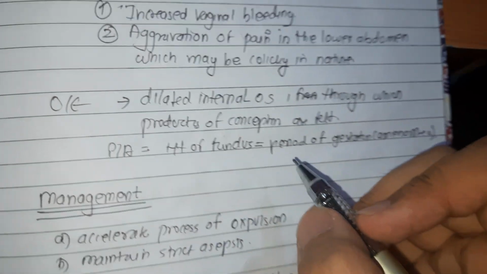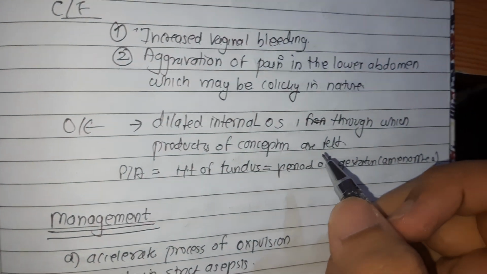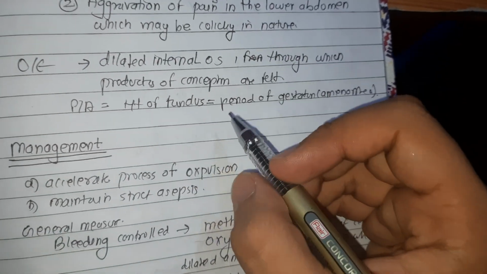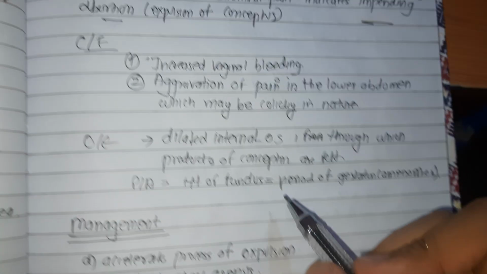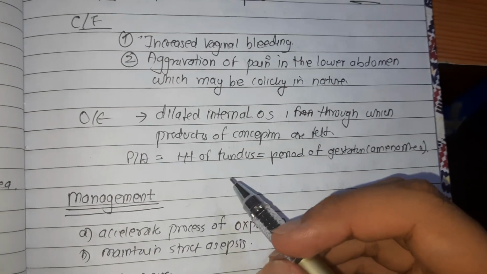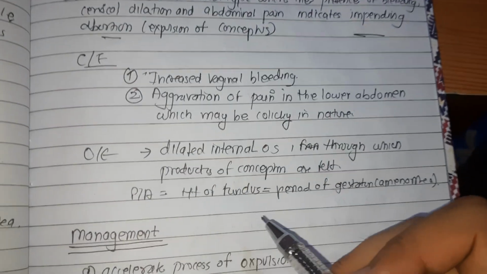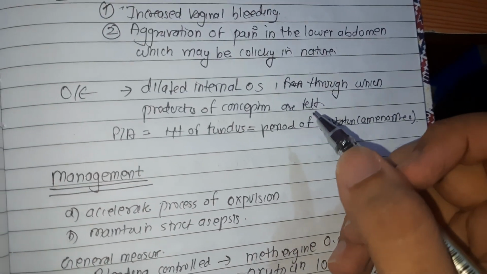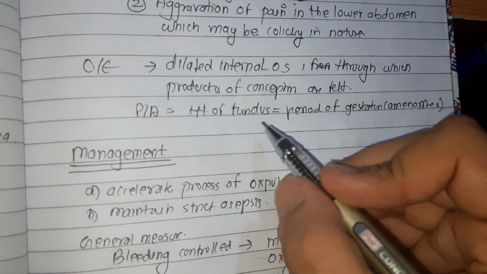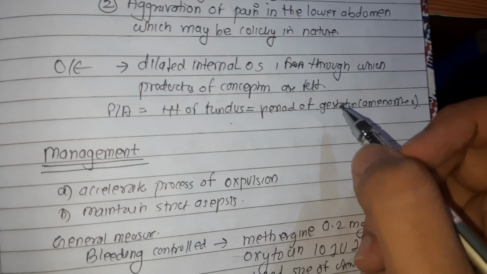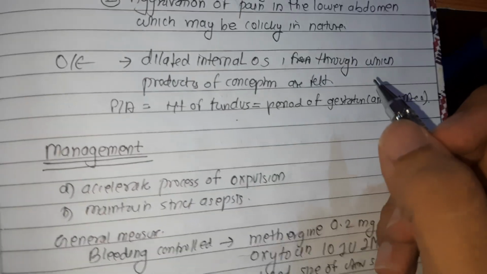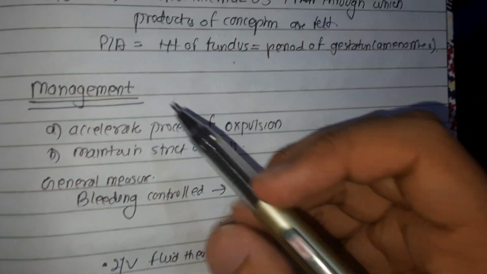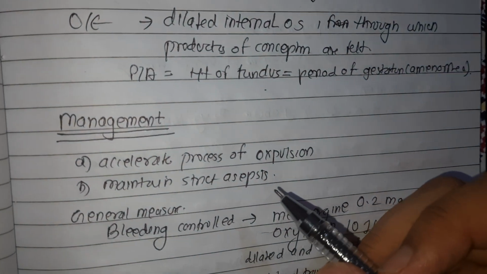And on per abdominal examination, the height of the fundus is equal to the period of amenorrhea. So these are equal. Again, in threatened abortion also it was equal, and here in the inevitable miscarriage it is also equal, because the products of conception haven't come out, so that's why they are equal. Height of the fundus is equal to the period of gestation. It is simple logic.